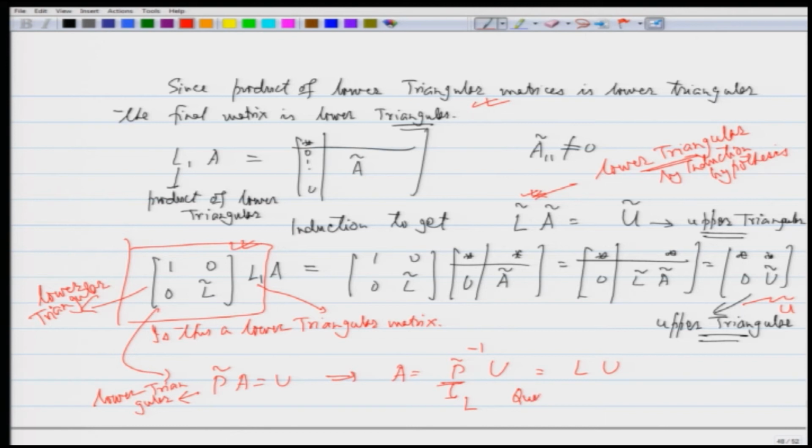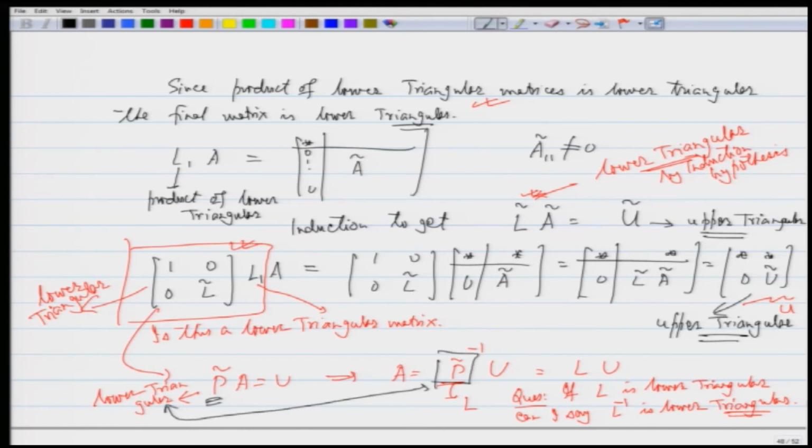Now, the question is, if L is lower triangular, can I say L inverse is lower triangular? Why am I saying this? Because if you note here, this matrix P tilde that we wrote here is lower triangular. So, since I know that P tilde is lower triangular and the inverse of a lower triangular matrix is also lower triangular, that also we had seen in the previous lecture, or just try to prove yourself that if something is lower triangular, its inverse is also lower triangular. You get that you can write A in terms of a lower triangular and an upper triangular matrix.